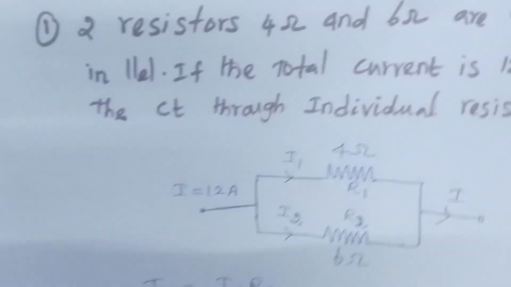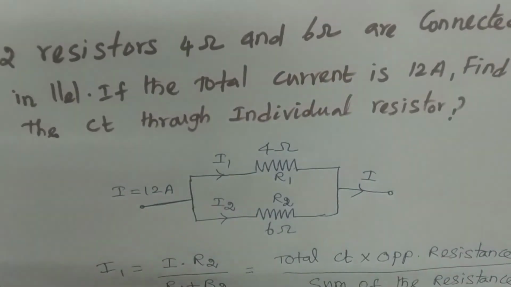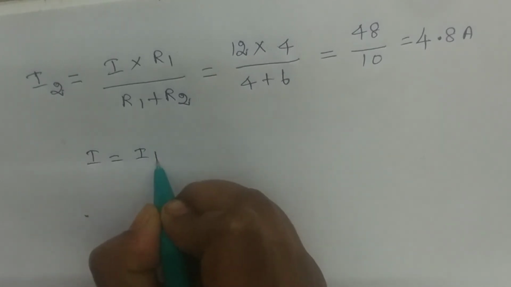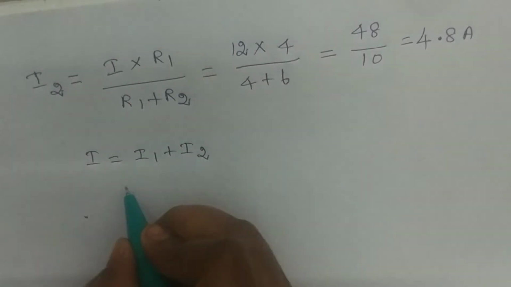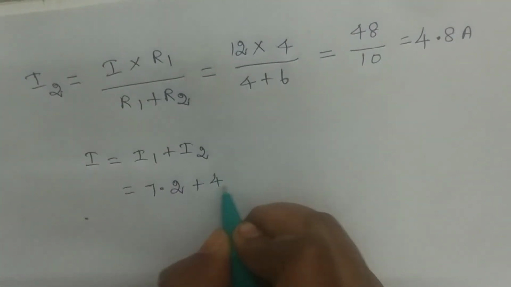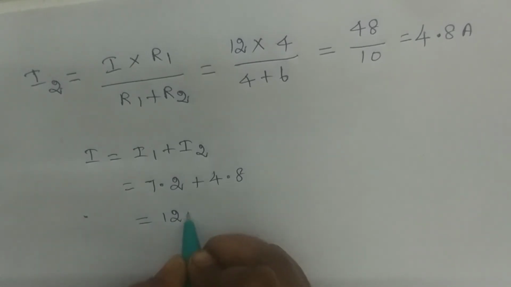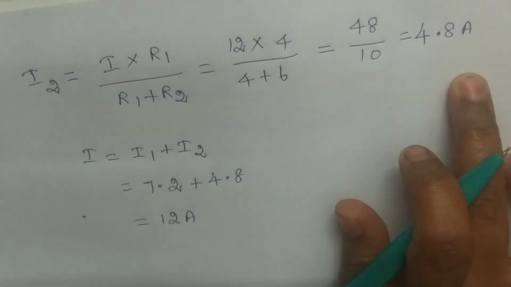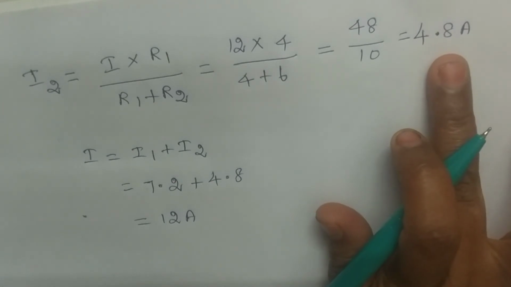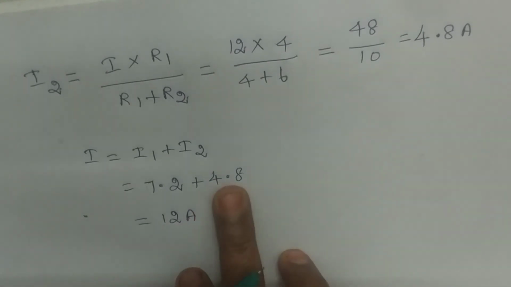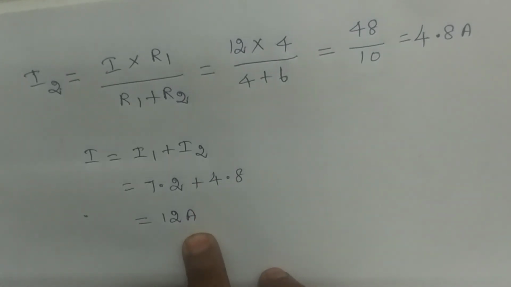What is the total current given in the problem? See the problem. The total current is 12 amps. So total current I is equal to I1 plus I2, isn't it? I1 is 7.2 plus I2 is 4.8, which is equal to 12 amps. The total current is given in the problem as 12 amps, and we found I1 and I2 separately. If we add these two I1 and I2 values, we get the total current, 12 amps. So the answer is correct.